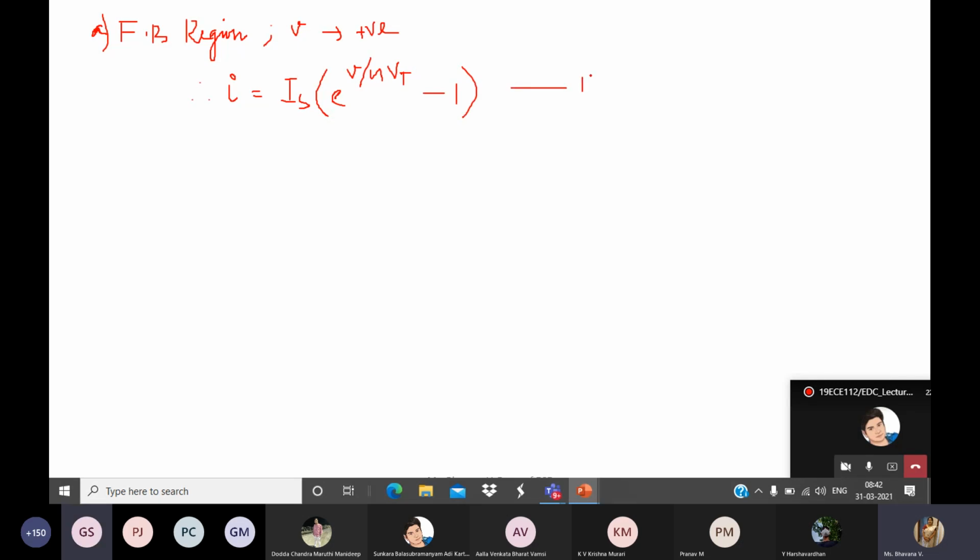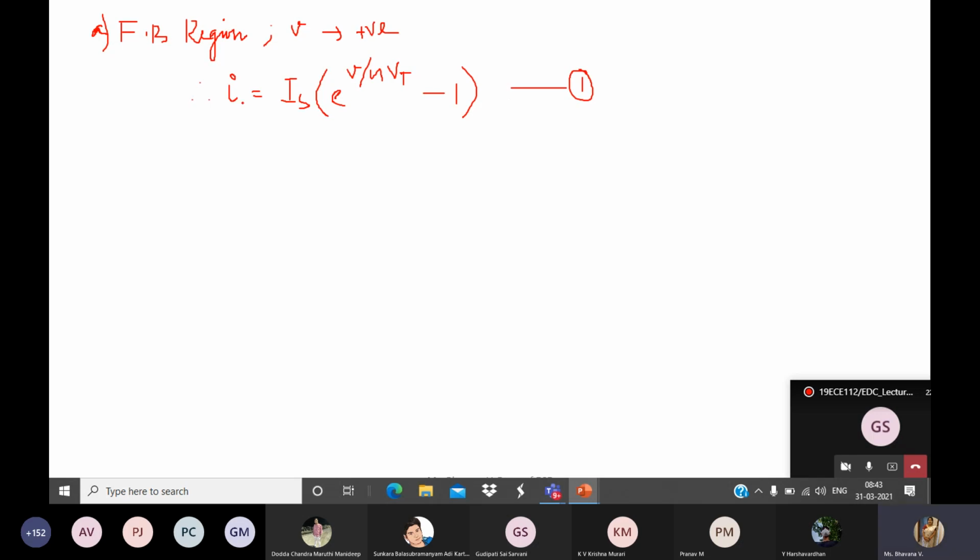In the forward bias region, the terminal voltage V is positive. Therefore, this is the diode current equation. The diode current I is given by Is e power V by nVt minus 1.